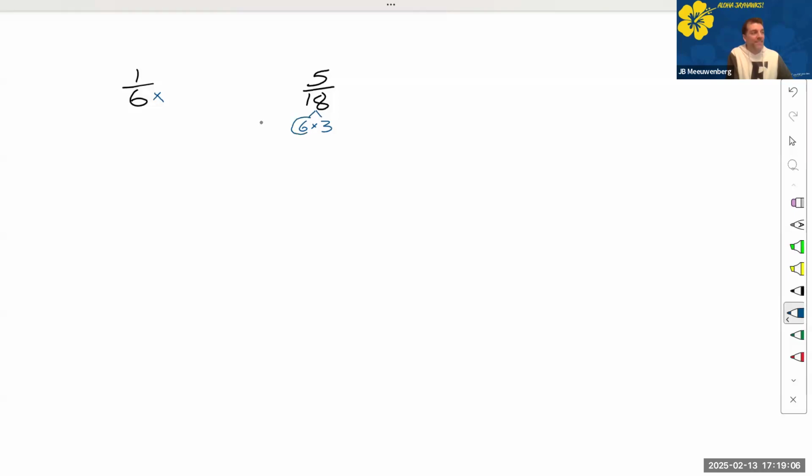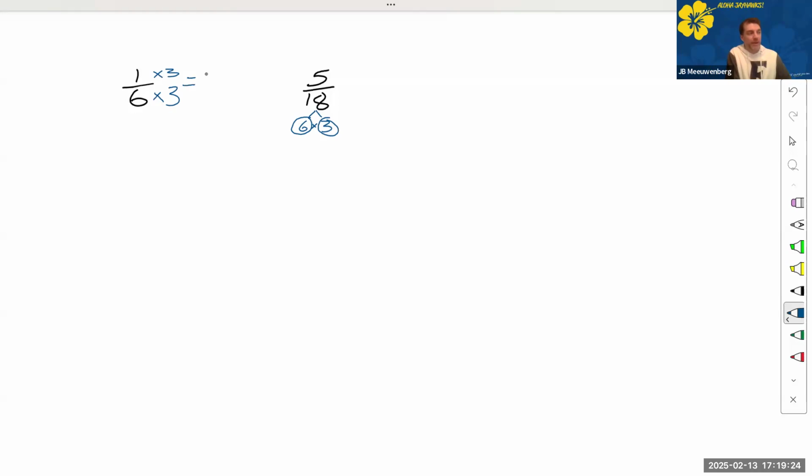This one already has a 6. This one has a 6. This one has a 3. This one needs a 3. And so if you can build your common denominator by using the factorizations of the other denominators, that can be a really useful tool if you get good at that.